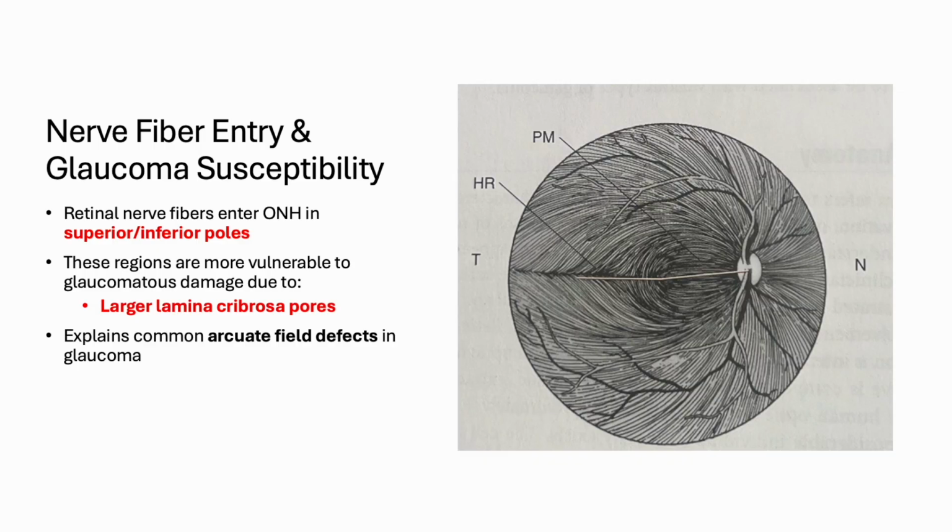Nerve fiber entry and glaucoma susceptibility. Retinal nerve fibers enter the optic nerve head primarily at the superior and inferior poles. These regions are structurally more vulnerable to glaucomatous damage because they contain larger lamina cribrosa pores, which offer less resistance to pressure-induced stress. This anatomical feature explains why arcuate field defects are commonly seen in glaucoma. They correspond to damage in these structurally weaker regions.